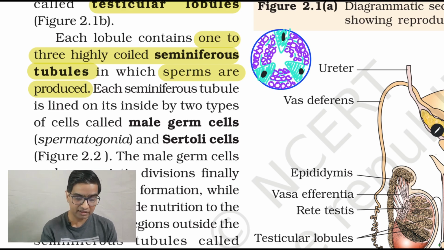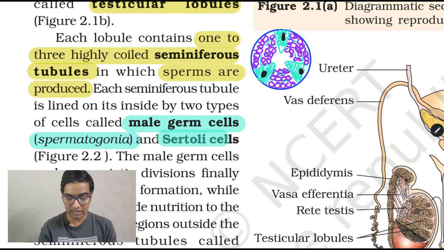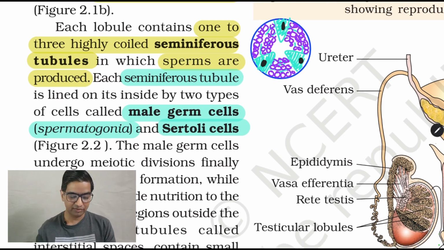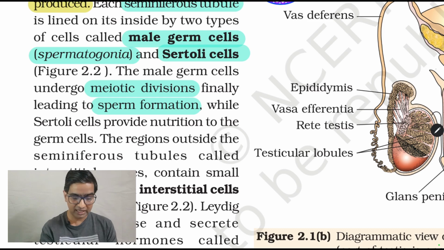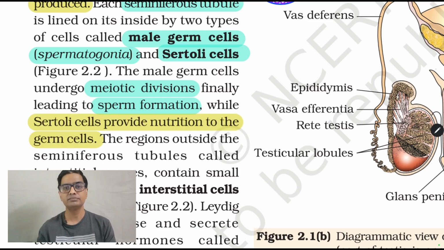So inside the seminiferous tubule are two types of cells, the male germ cells called the spermatogonia and the Sertoli cells, right? Each seminiferous tubule, two types of cells. The male germ cells will undergo meiotic division and finally lead to formation of sperms, whereas the Sertoli cells, MCQ, their job is to give nutrition to the germ cells.